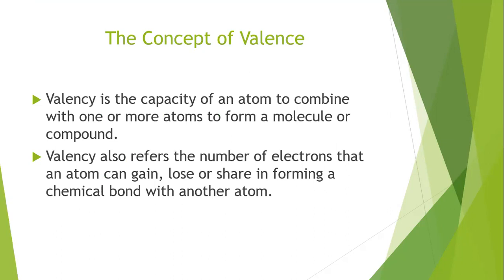Now, valence can also be referred to as the number of electrons that an atom can gain, lose, or share in forming a chemical bond with another atom. So that kind of number of electrons, which are the negatively charged particles, that an atom can gain, lose, or share in forming a chemical bond with another atom is what we call the valence.